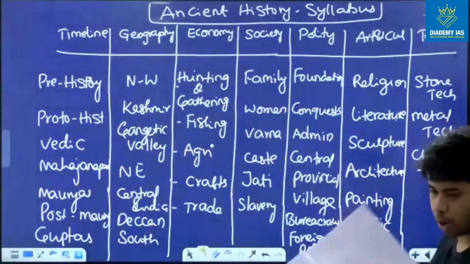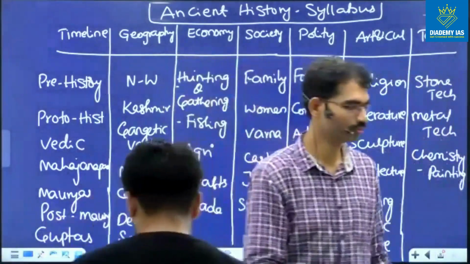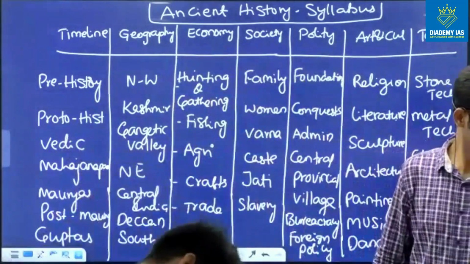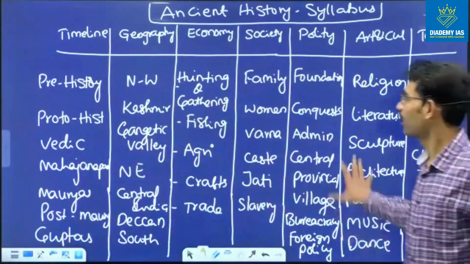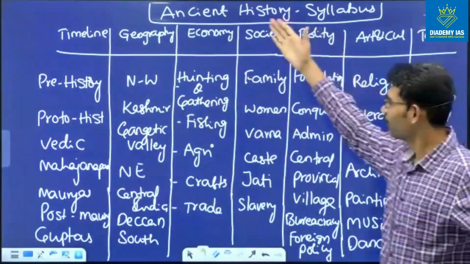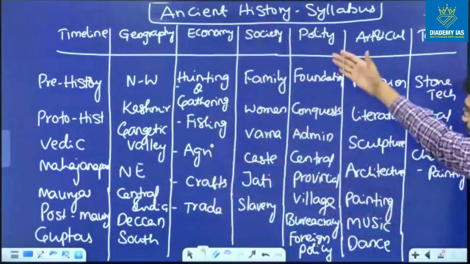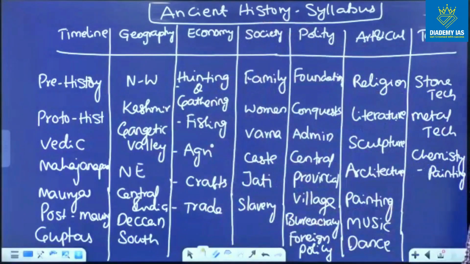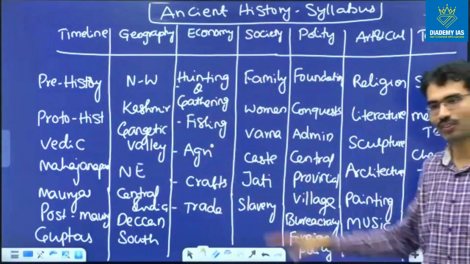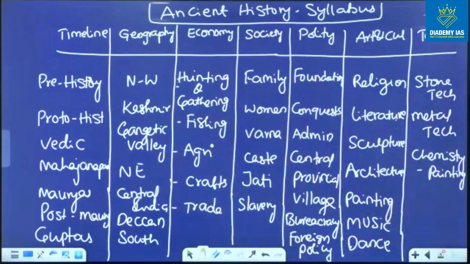So our entire ancient history, we can organize into one kind of table. Whenever economy comes, these are the minimum dimensions. Whenever the society part comes, these are the dimensions which we are going to highlight. Our syllabus is also organized in this way. So you just write this table.